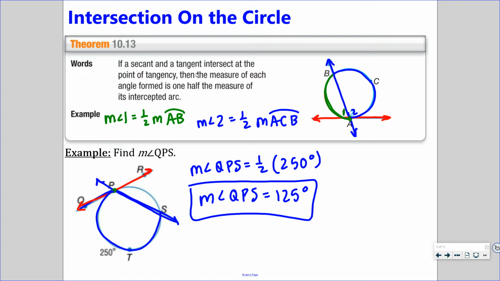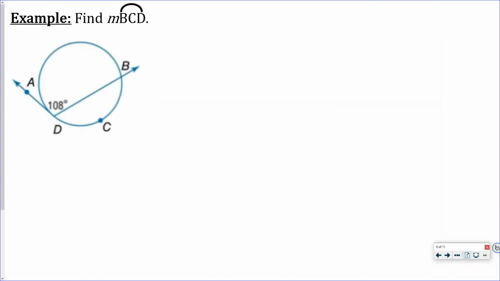Try one more. This time I need to find the measure of arc BCD. Okay. So I see this angle labeled right here with a tangent line and the secant line here is 108 and it's forming this arc. So I know the measure of arc, let's call this DB.